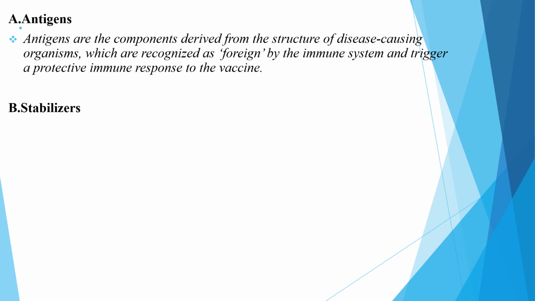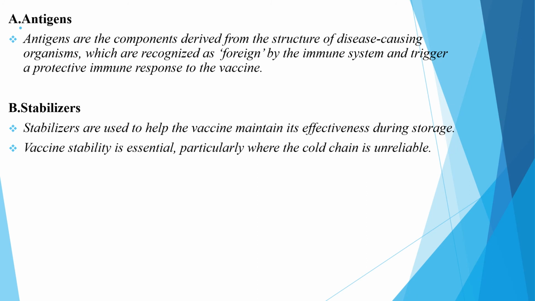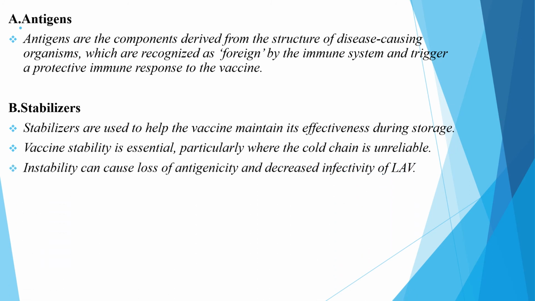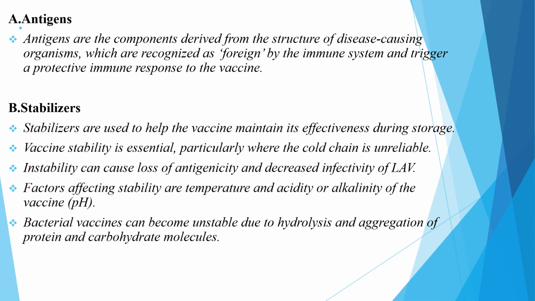The other is about stabilizers. Stabilizers are used to help the vaccine maintain its effectiveness during storage. Vaccine stability is essential, particularly where the cold chain is unreliable. Instability can cause loss of antigenicity and decreased infectivity of live attenuated vaccine. Factors affecting stability are temperature and acidity or alkalinity of the vaccine.